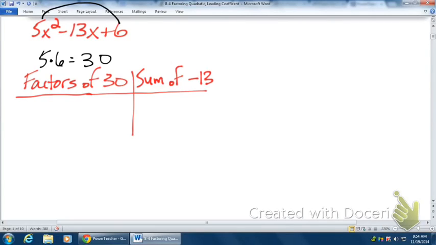Okay, so I got a negative 10 times a negative 3. Now, if you multiply that, you get positive 30. Okay? And if you add those two terms together, you get a negative 13. All right?